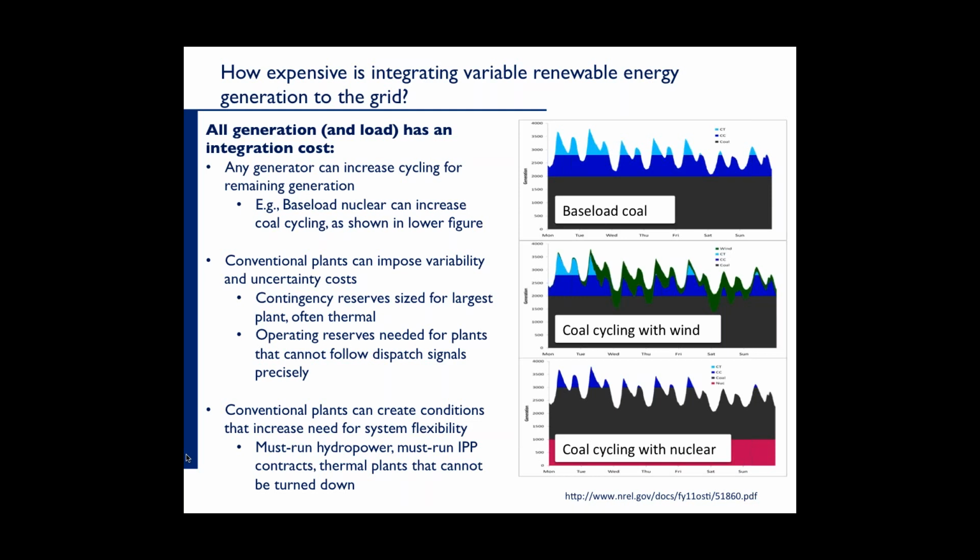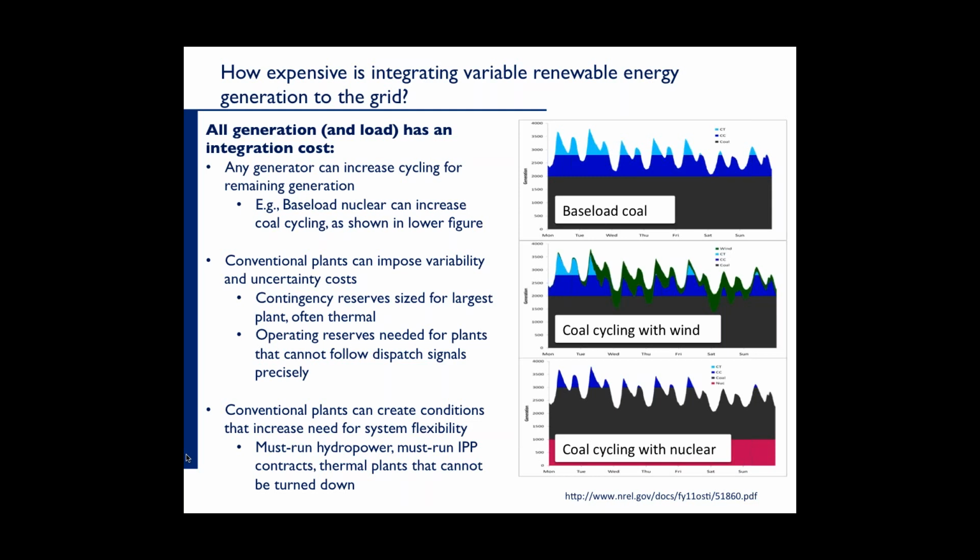Then we add wind in the middle panel, and the wind is shown in green. And let me draw your attention, as I seem to do a lot, to the coal plant, the black. Now the coal is cycling. And you say, well, okay, integrating all that wind has caused the coal plant to cycle. The coal plant's going to be operating a little bit less efficiently, and so shouldn't that be an integration cost of wind? Well, let's take yet a third example.